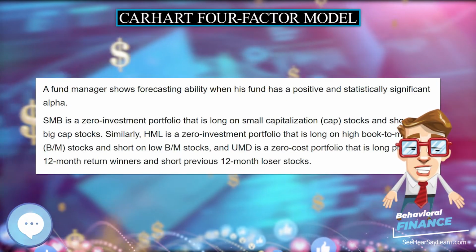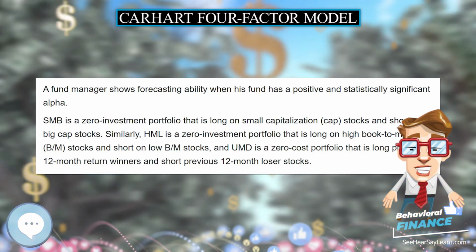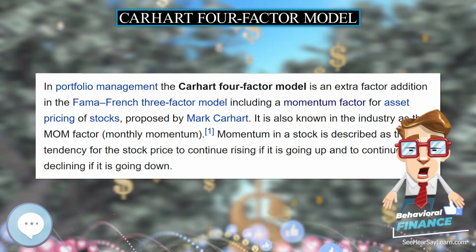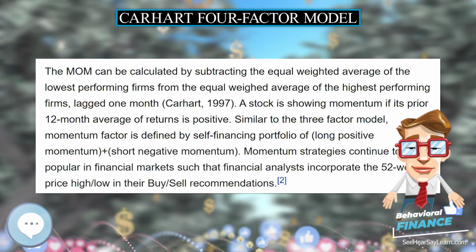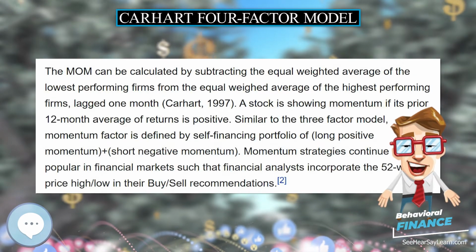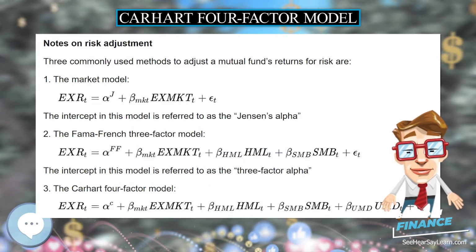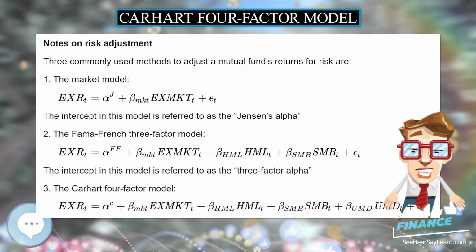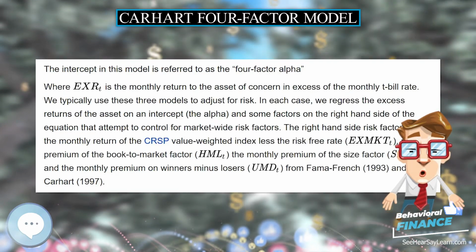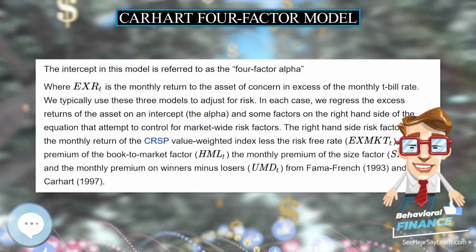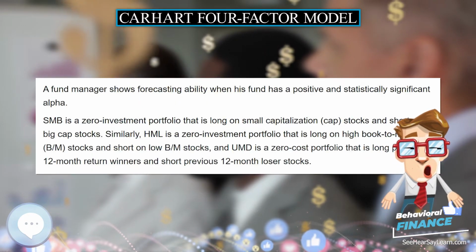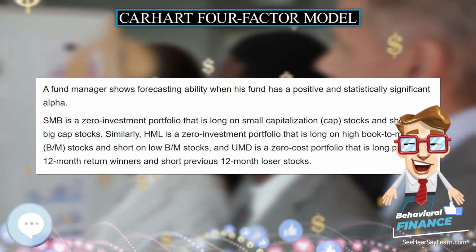Notes on risk adjustment. 3 commonly used methods to adjust a mutual fund's returns for risk are: 1. The market model. The intercept in this model is referred to as the Jensen's alpha. 2. The French 3-factor model. The intercept in this model is referred to as the 3-factor alpha. 3. The Carhart 4-factor model. The intercept in this model is referred to as the 4-factor alpha.